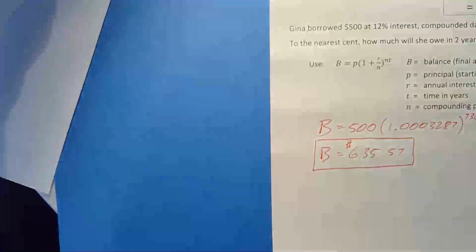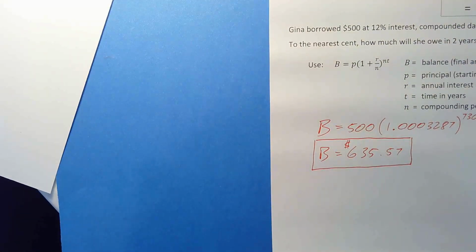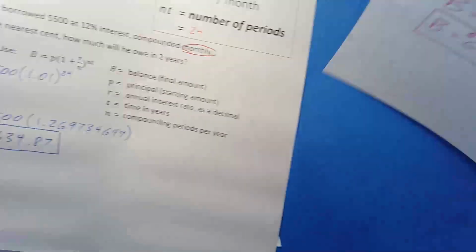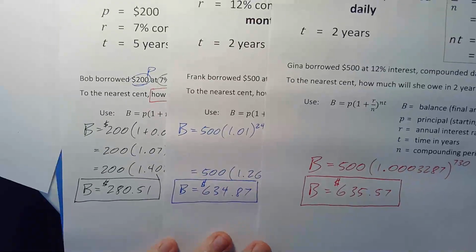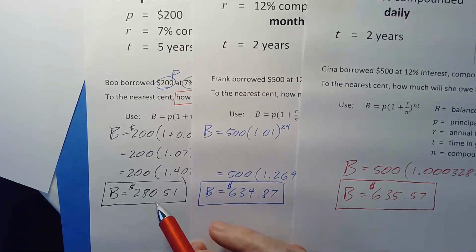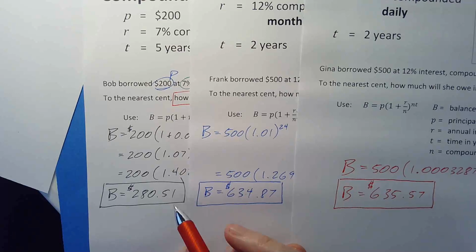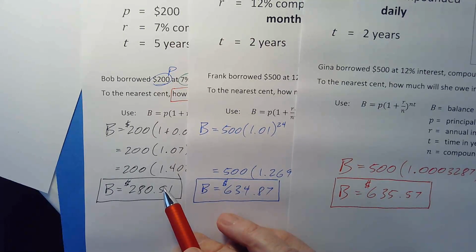So let's review what happened as we compounded more and more frequently.